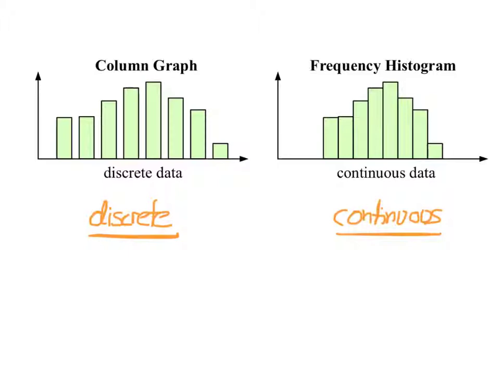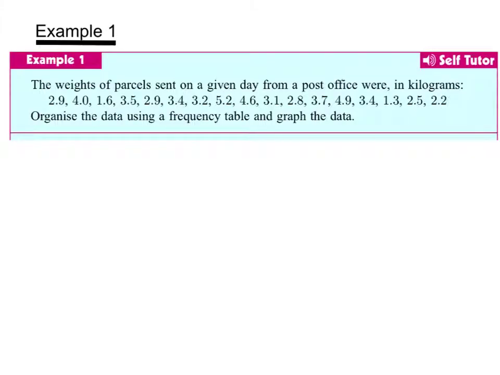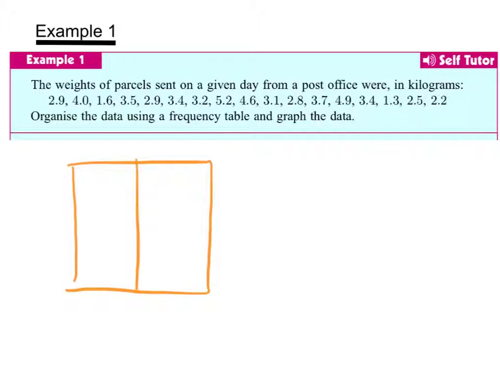Let's take a look at an example problem. This example problem can be found on page 182 of your textbook, and in this problem we're given the weights of parcels sent out on a given day from a post office, and the weights are in kilograms. And we're asked to organize the data using a frequency table and then to graph the data. So before we graph the data, we want to organize it using a frequency table. In our first column we'll have the variable, which is weight, and it's measured in kilograms. And in the second column we'll have the frequency.